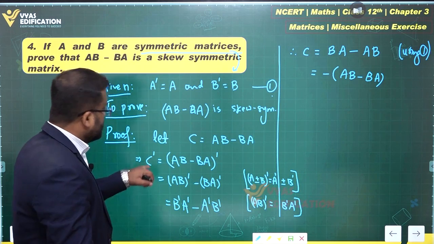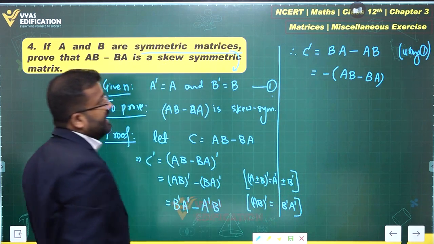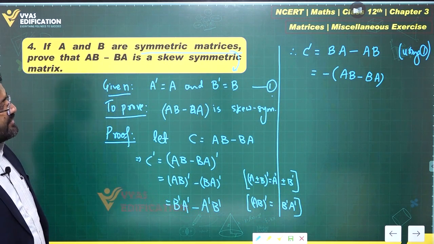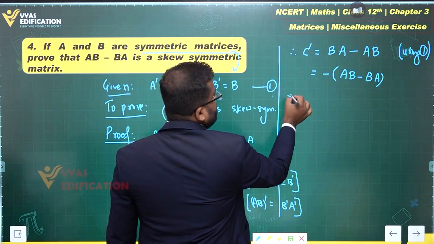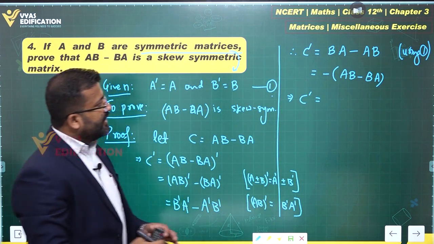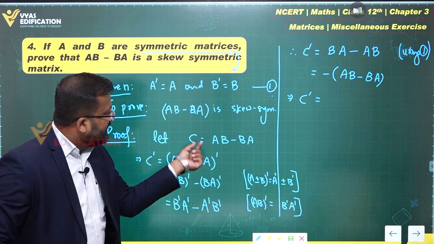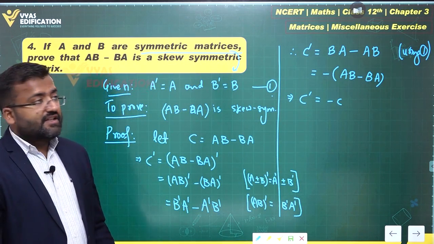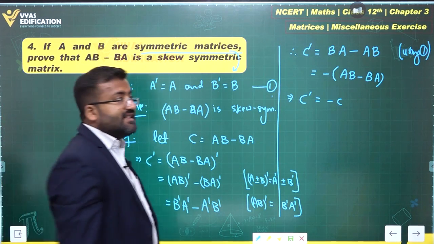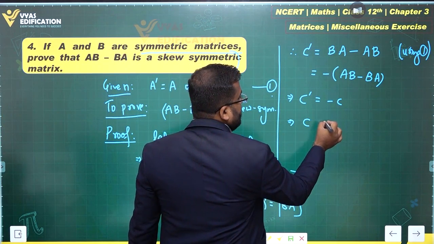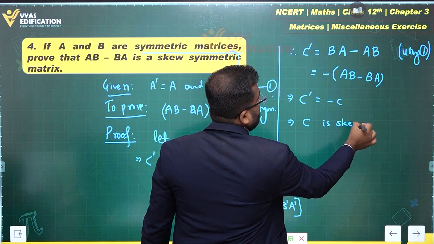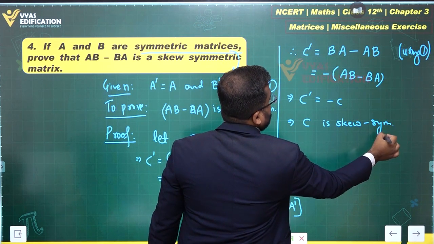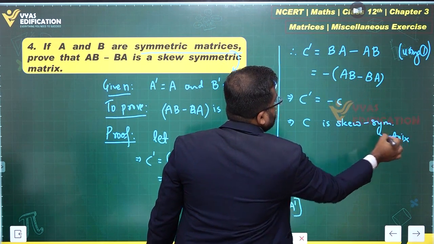So, just a minute, this was C transpose in the LHS, right? C transpose is equal to this, which gives me C transpose is actually equal to, can you observe, AB minus BA is nothing but C. Therefore, C transpose is equal to minus C. This was the stage that we reached. And since C transpose is equal to minus C, it implies C is a skew symmetric matrix.